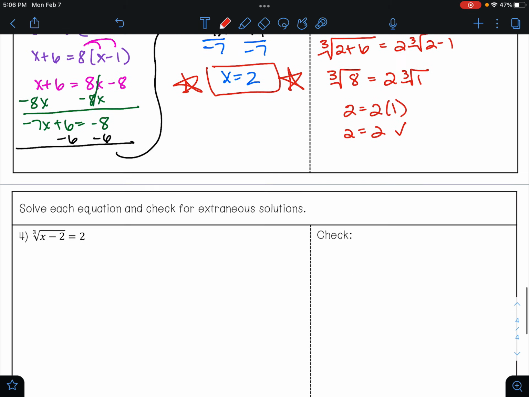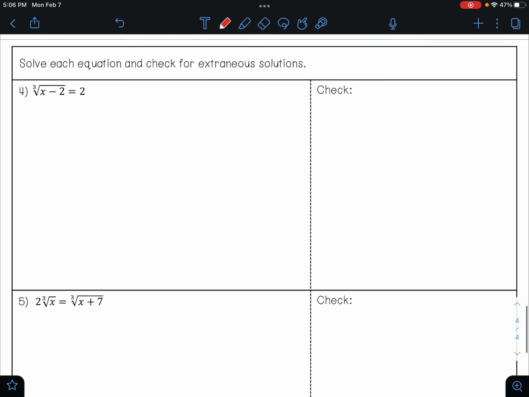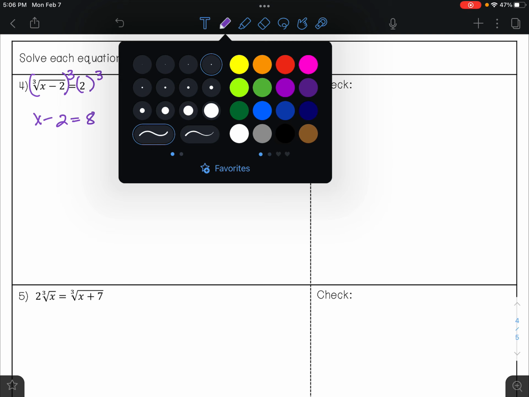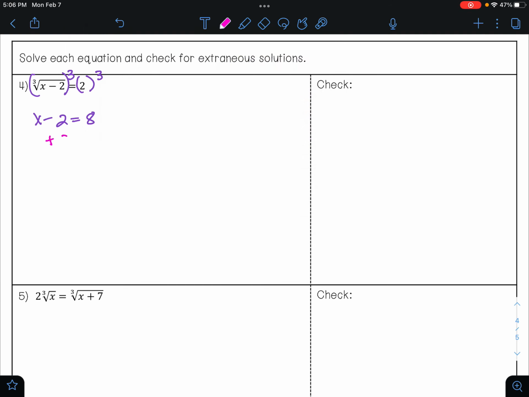Let's go ahead and look at example 4. On example 4, our cube root is already isolated, so I can undo the cube by cubing both sides. And so I'll have x minus 2 is equal to 8. To undo subtraction, I will do addition and get x is equal to 10.